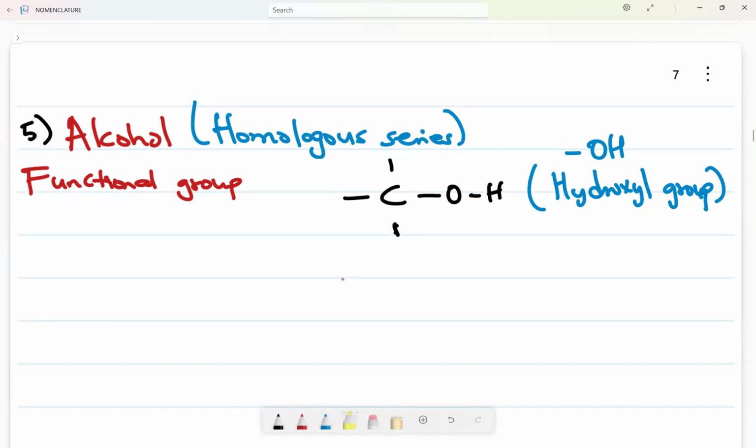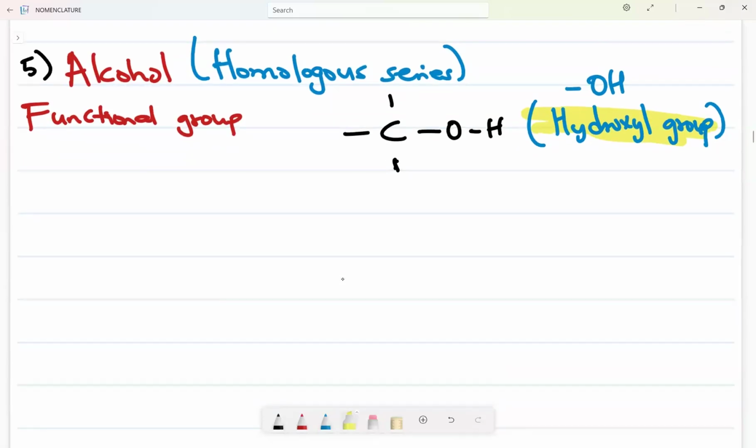Can you see now they substituted hydrogen with an OH. This is when they ask you to draw the structure of a functional group. What is the structure of the functional group of alcohol? It is this one. But what is the name of the functional group? The name of the functional group is hydroxyl group.